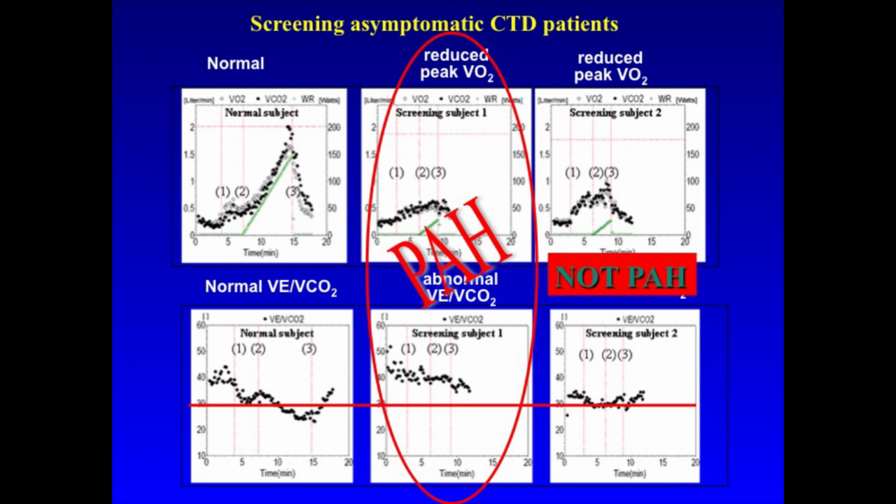So you see here normal, they go up to their predicted. The rate of rise is parallel to the wattage increase, and so the slope is normal. And here the rate of rise is not parallel, it's blunted, and the peak is reduced, and the same thing here. Now, how do you differentiate between the two?